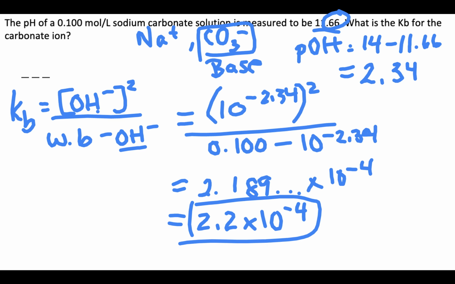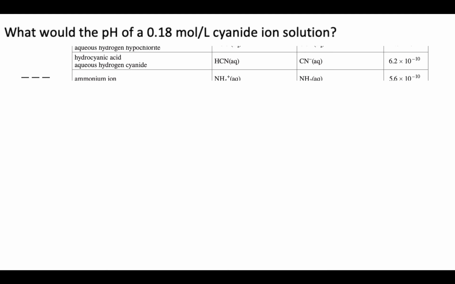Now, one more to take a look at, and that is what would the pH of a 0.18 mole per liter cyanide ion solution be? So in this one, again, we want to recognize that the cyanide ion, CN negative, is a base. So we need to deal with Kb, not Ka. So in this case, because we do need a little bit more information, if we're finding the pH, what we can find from one of our formulas is the pOH.